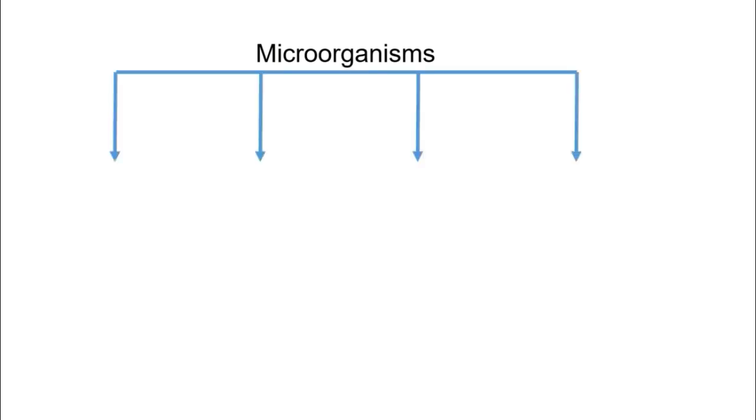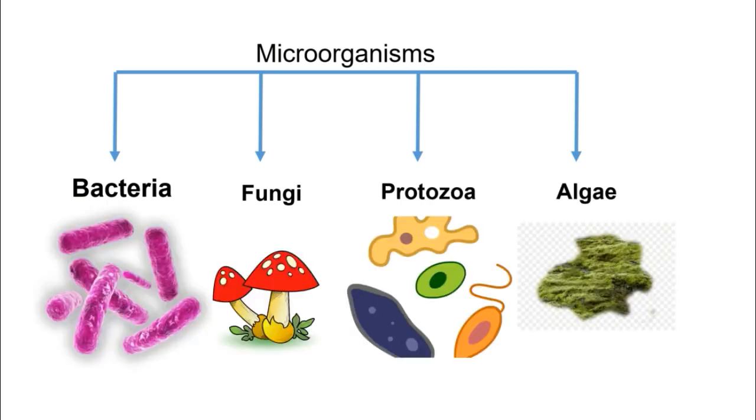In the previous video we have learnt about microorganisms and the 4 types of microorganisms. They are bacteria, fungi, protozoa and algae. Right? These things you have already learned. Let us go in brief over what we have learned in the previous video.